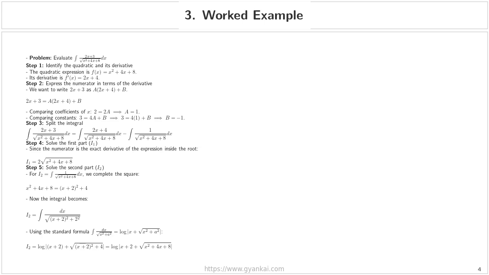Recall the formula. The integral of 1 divided by the square root of x squared plus a squared is equal to the natural logarithm of the absolute value of x plus the square root of x squared plus a squared. In our case, a squared is 4, so a is 2. Applying the formula, we get the natural logarithm of the absolute value of x plus 2 plus the square root of (x plus 2) squared plus 4, which simplifies to the natural logarithm of the absolute value of x plus 2 plus the square root of x squared plus 4x plus 8.